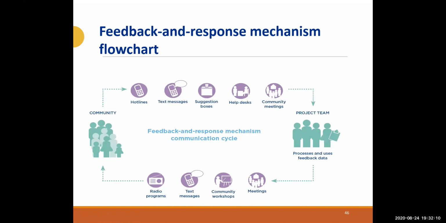And this is what is clear about accountability: it is a mechanism to be responsible in front of three parties, the beneficiaries, the donor, and the organization you are working for. And this is the feedback and response mechanism flowchart, where we can see here the community.